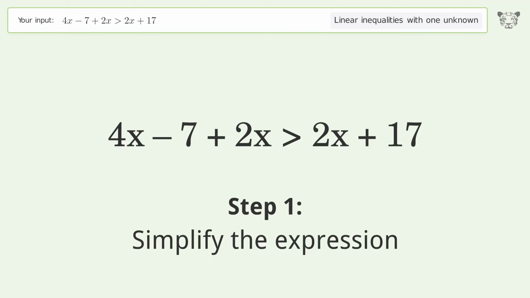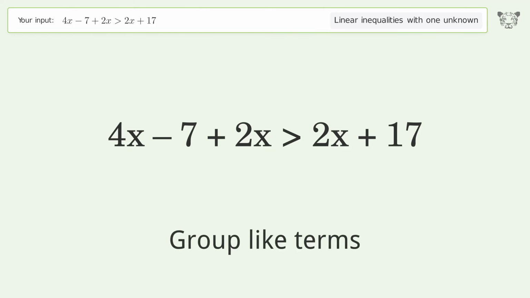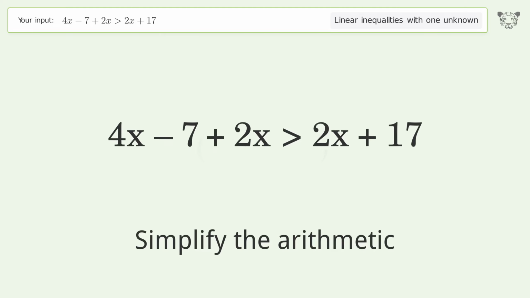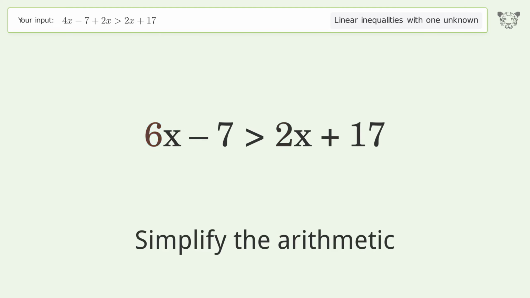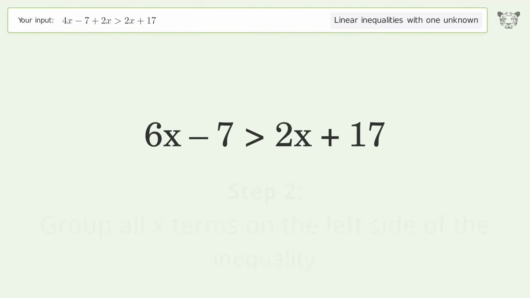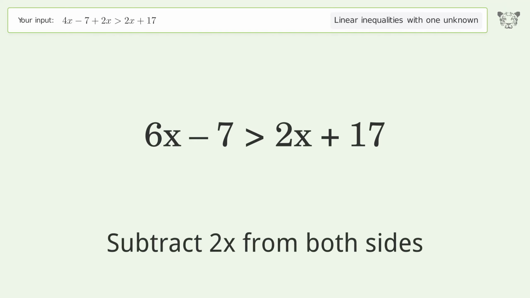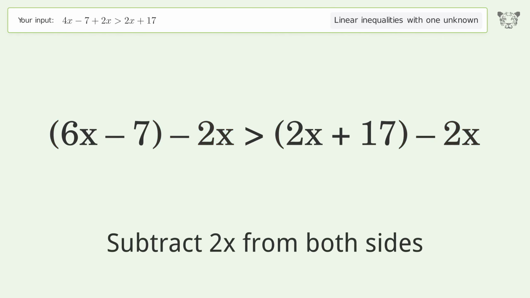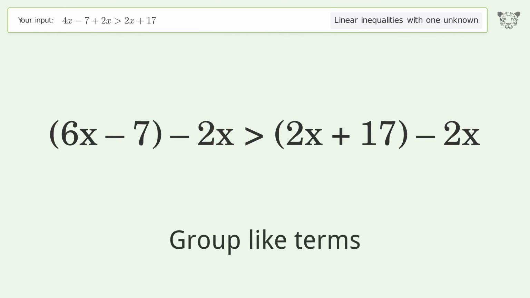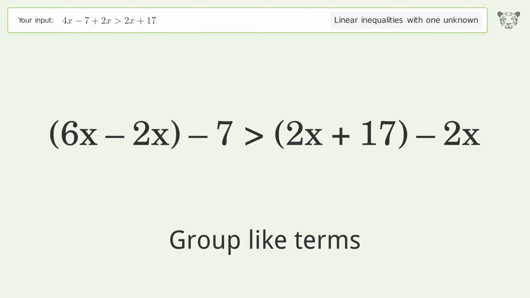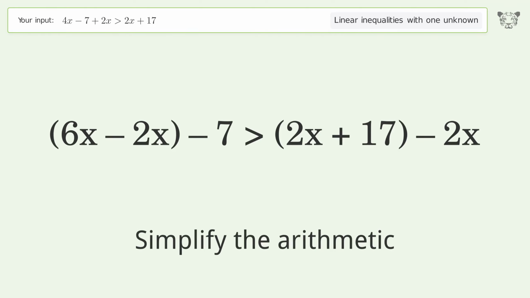Simplify the expression. Group like terms. Simplify the arithmetic. Group all x terms on the left side of the inequality. Subtract 2x from both sides. Group like terms. Simplify the arithmetic.